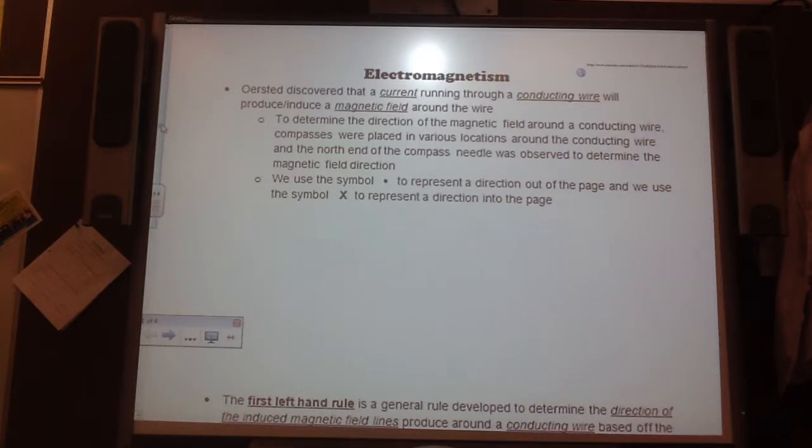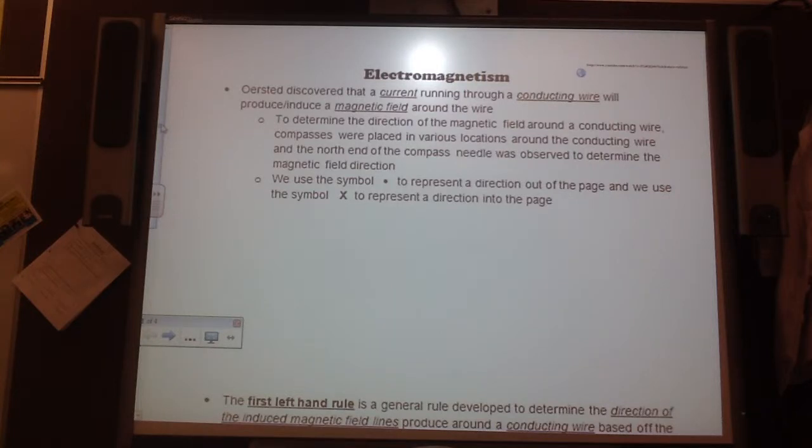All right, so Oersted, I don't know how to say his name, but anyways, he discovered that a current running through a conducting wire will produce or induce a magnetic field around the wire. Okay, so this is kind of key.